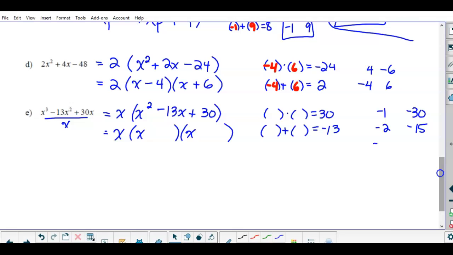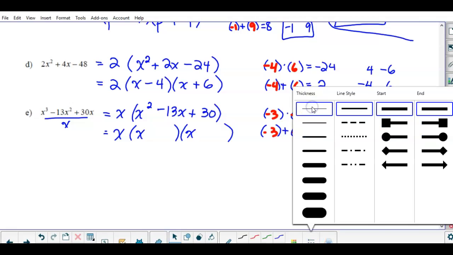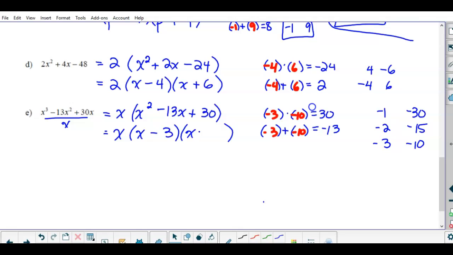So if you had got the signs wrong and said positive 2 and negative 15, that would add to negative 13, but that would not multiply to positive 30. They both have to be negative. So this doesn't work. But the next one does. Negative 3 and negative 10, multiply to 30, and add to negative 13. Okay, so minus 3 and then minus 10.